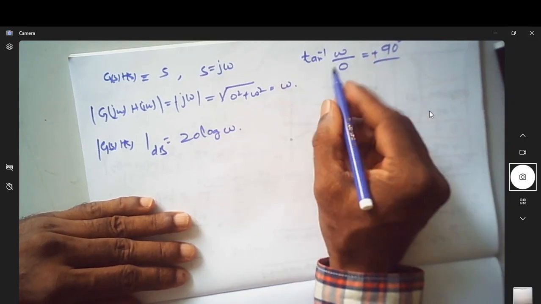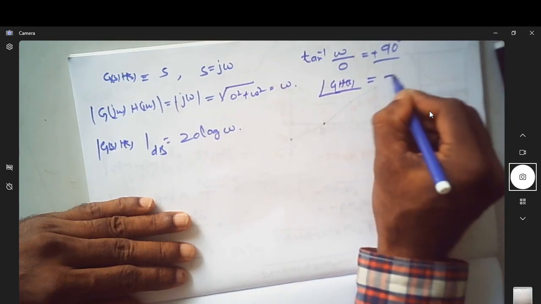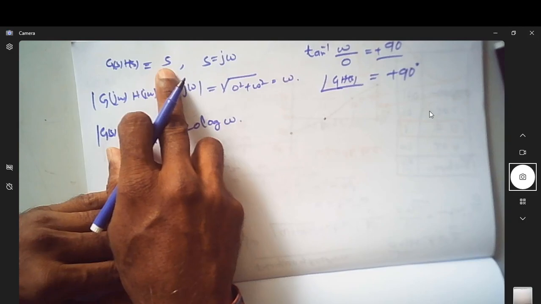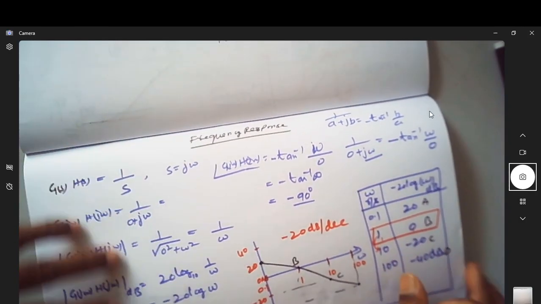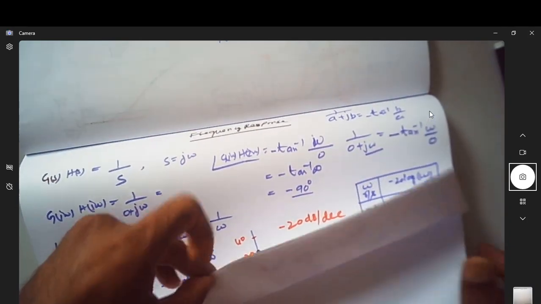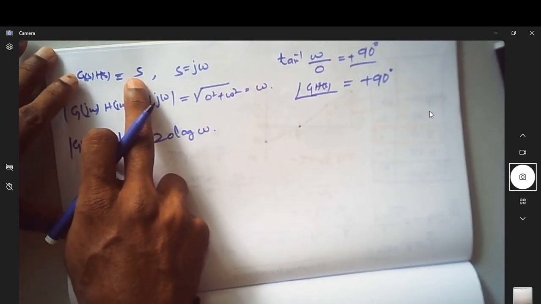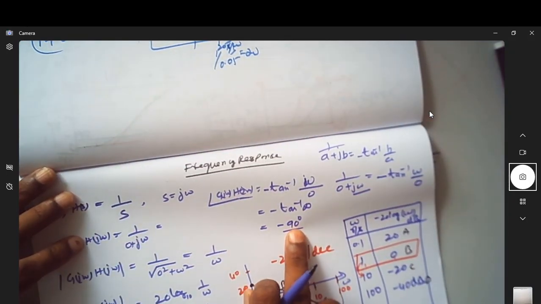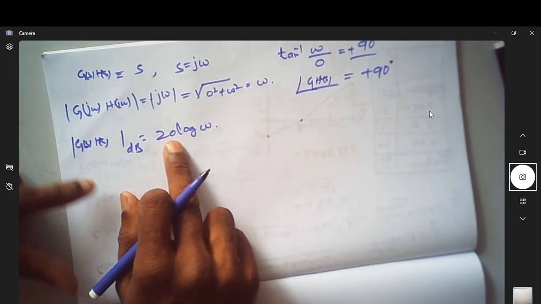So the phase of G H S is equal to plus 90 degree for a term which is a 0 at the origin. We saw in the previous case, if you have a pole at the origin, then the phase is minus 90 degree. So since it is a 0 at the origin, the phase is plus 90 degree. Let us see how the magnitude goes.